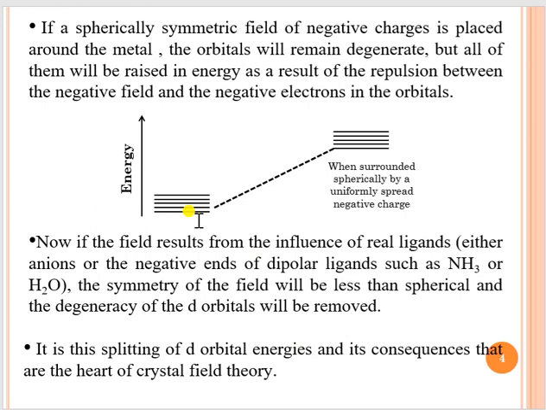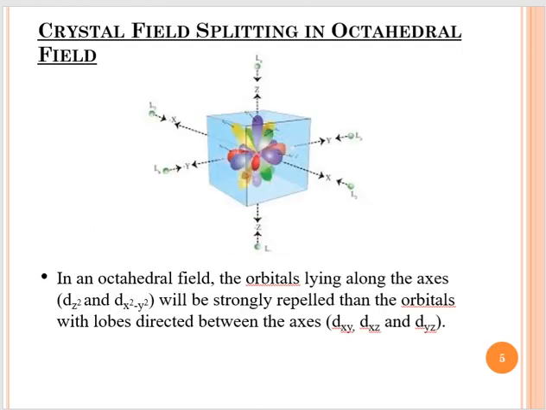Degeneracy means these d orbitals are degenerate. It means that these 5 d orbitals have equal energy. But when the field is unsymmetrical, in that case these d orbitals will be split and will have different energies. We also studied crystal field splitting in octahedral field. In octahedral field, splitting of d orbitals took place into two sets, T2g and Eg orbitals.